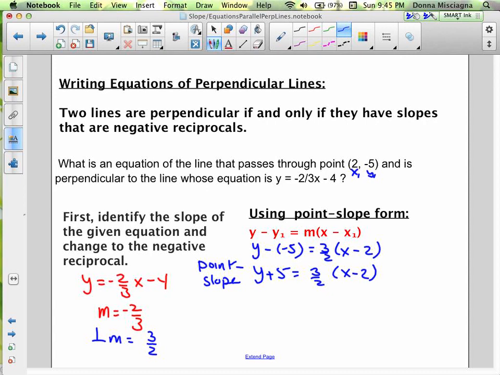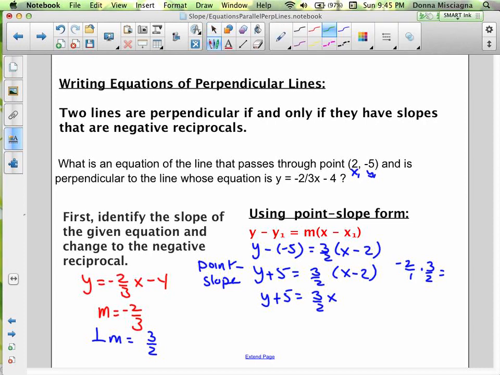And now we'll isolate y to get our slope-intercept form. To do that, we'll need to distribute the 3/2. So we have y plus 5 equals 3/2 x, and now -2 times 3/2. If you don't reduce, you just have to reduce afterwards.